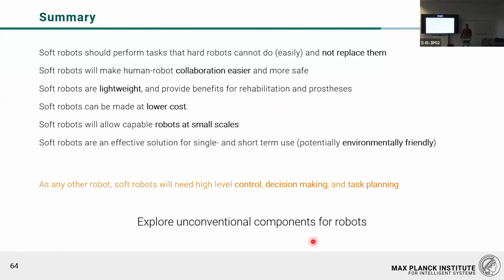We can also use them for technologies that need to be produced at lower costs. So soft robots, you have seen it, they need plastics, they need elastomers. Those are materials that can be much cheaper than metals, ceramics.